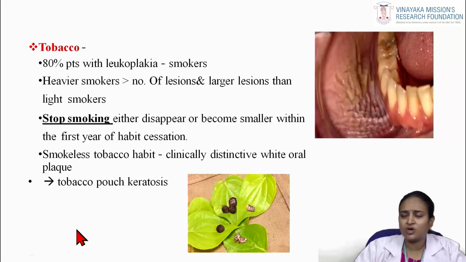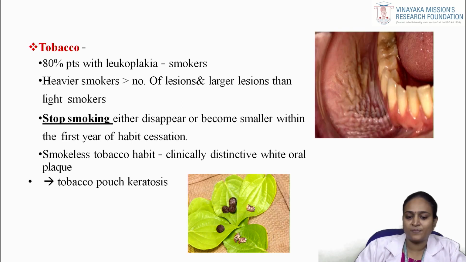So what is the etiology of this leukoplakia? The main etiology of the precancerous lesion leukoplakia is tobacco. 80% of patients with leukoplakia come with tobacco habits or are smokers. In heavy smokers, as the number of cigarettes increases, the lesion may be larger than in light smokers. If they stop smoking, the lesion either disappears or becomes smaller within the first year of habit cessation.